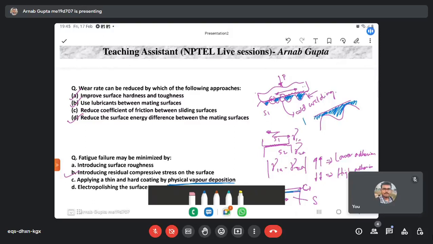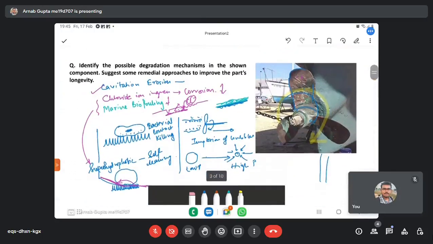You can expect this type of things, like some real life things, wherein you will be given some actual scenario, and you would be asked to judge the situation, like what type of degradation has happened, what would you have done in order to control it. So there can be two things.